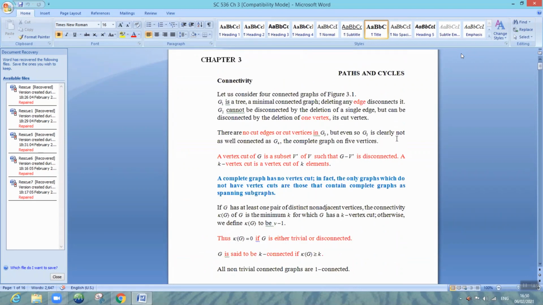That's why they say that G3 has no cut edges and cut vertices, but even so, G3 is clearly not as well connected as G4. G4 is totally connected. Every pair of distinct vertices are connected.